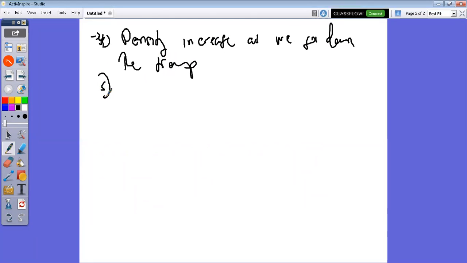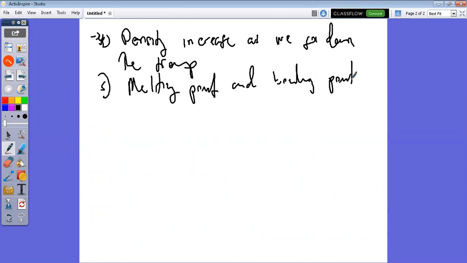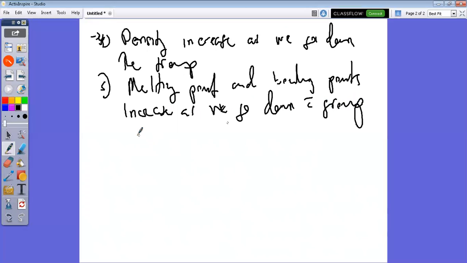Then the last one is to do with melting points and boiling points. Melting points and boiling points increase as we go down the group. Maybe this one actually needs explanation. Why this happens. Okay.